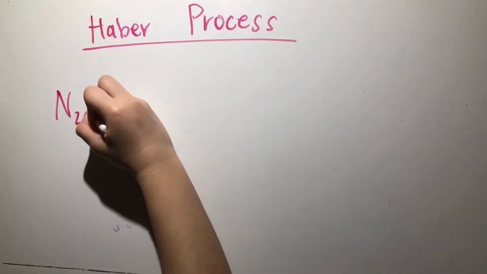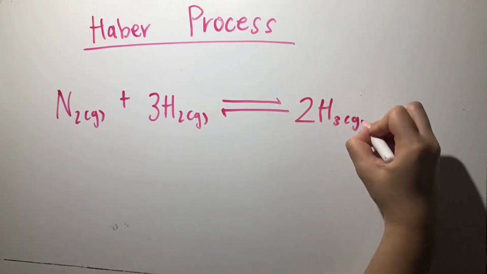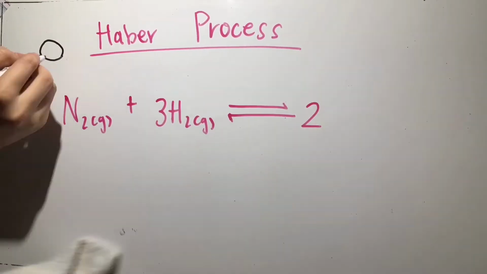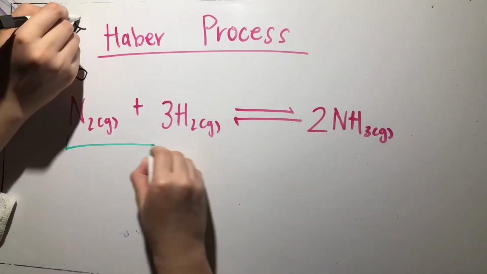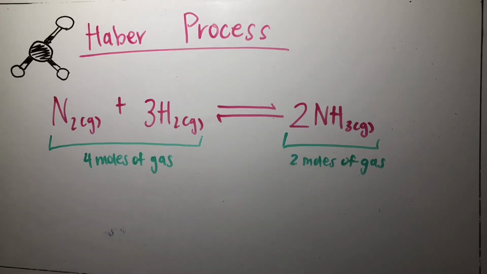Let's take a look at the Haber process, which is a real-life industrial reaction that is used in the production of ammonia from nitrogen and hydrogen. There are 4 moles of gas, 1 of nitrogen and 3 of hydrogen, on the reactant side, and 2 moles of ammonia on the product side.